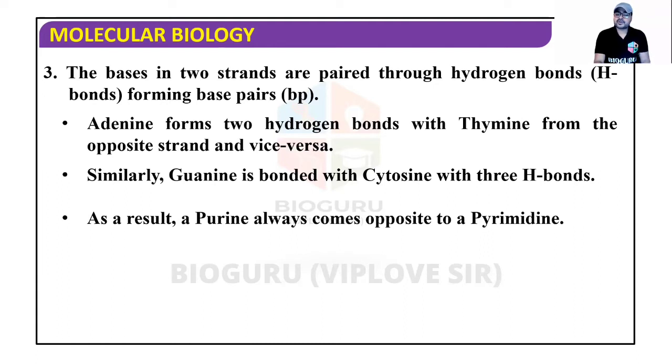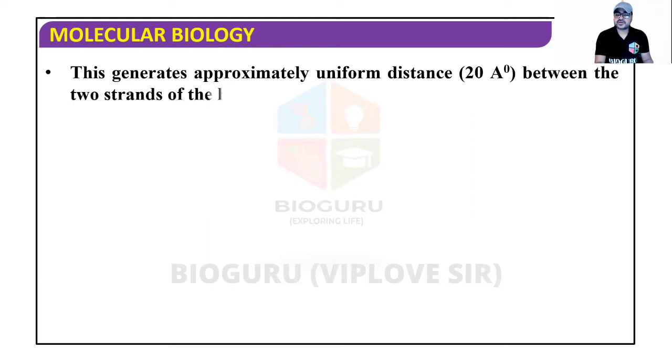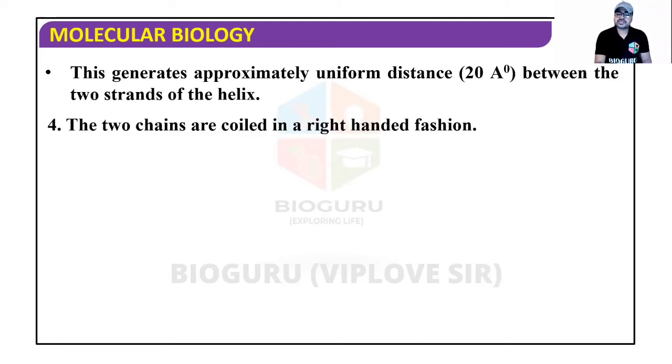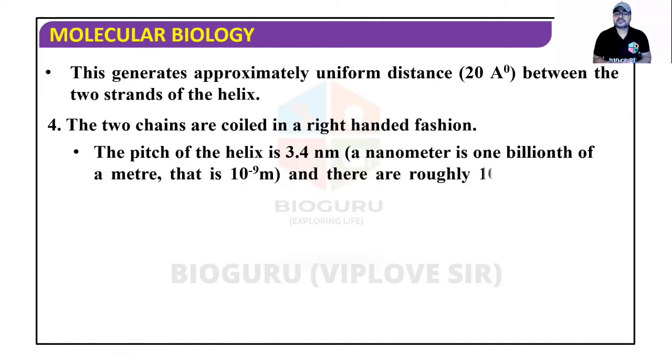Similarly, guanine is bonded with cytosine with three hydrogen bonds. As a result, a purine always comes opposite to a pyrimidine. This generates an approximately uniform distance of 20 angstrom between the two strands of the helix. The two chains are coiled in a right-handed fashion, and the pitch of the helix is 3.4 nanometer, and there are roughly 10 base pairs in each turn.